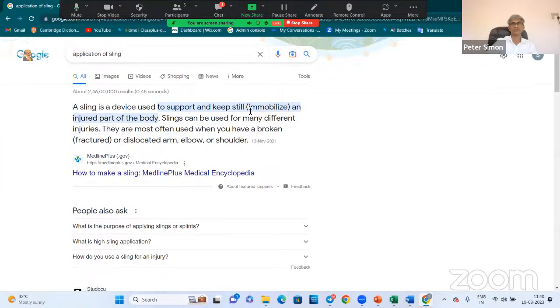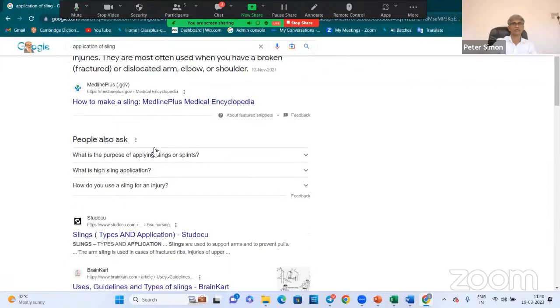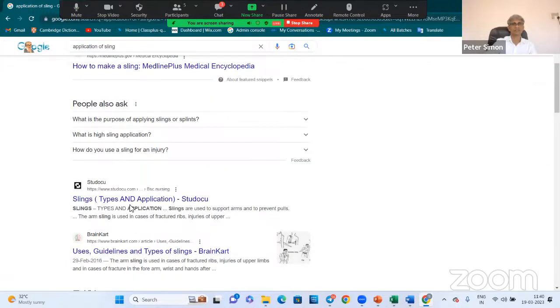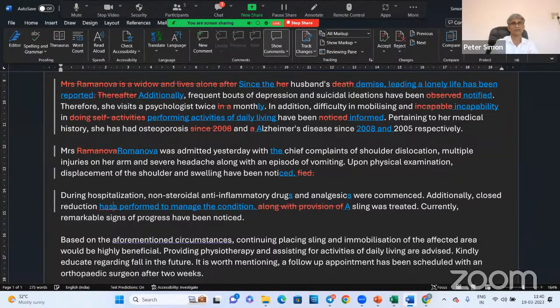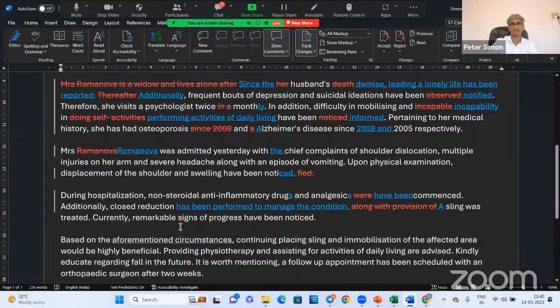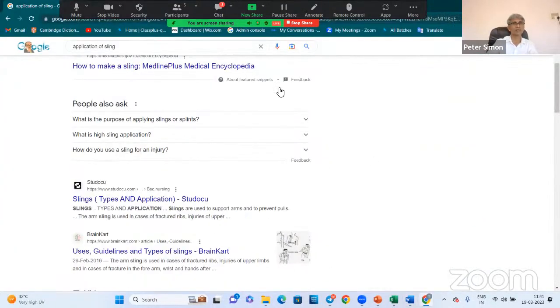A sling is a device used to support and keep still. Application of a sling. So during hospitalization, analgesics have been given, then a sling has been applied.